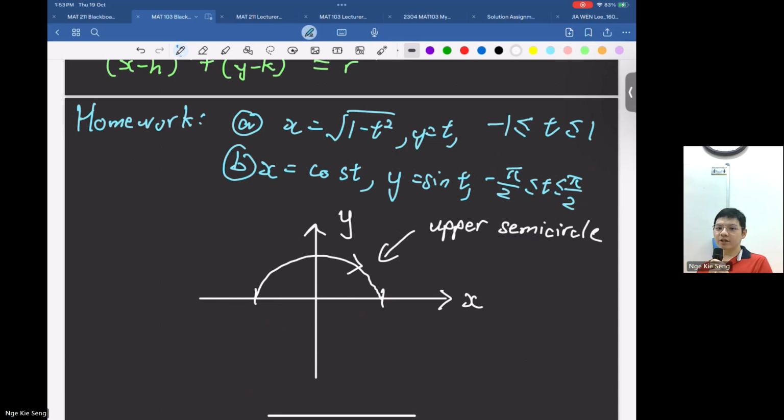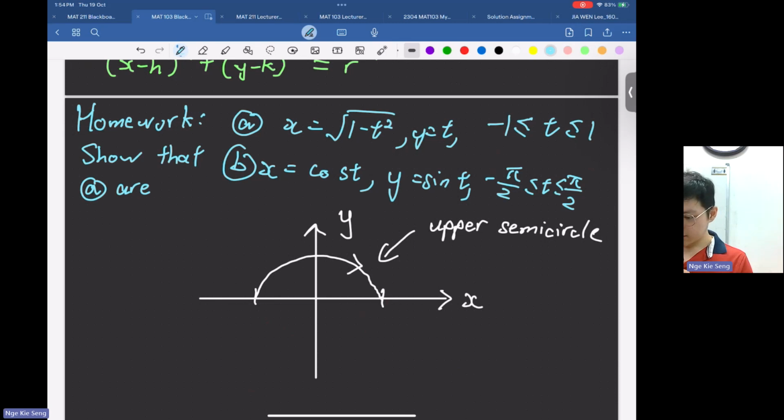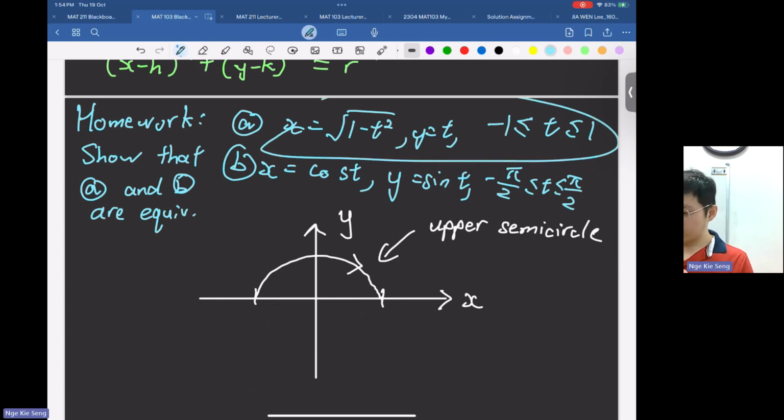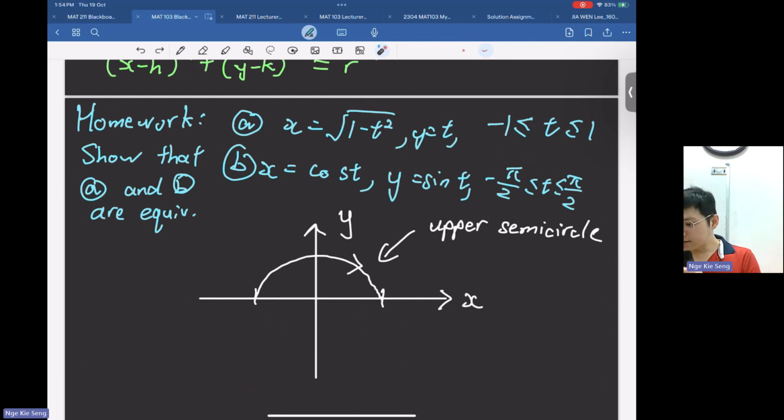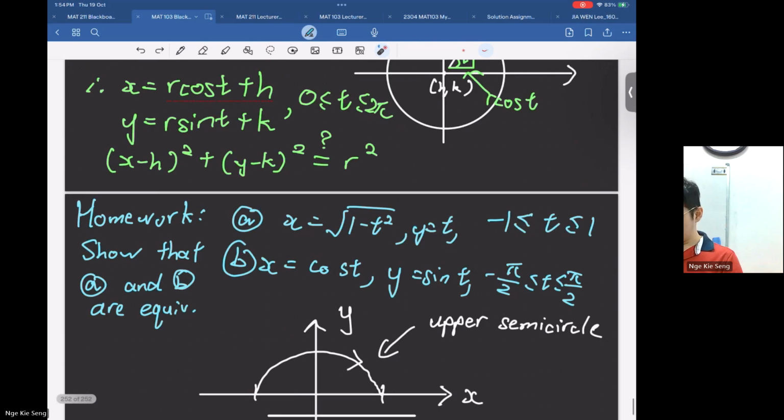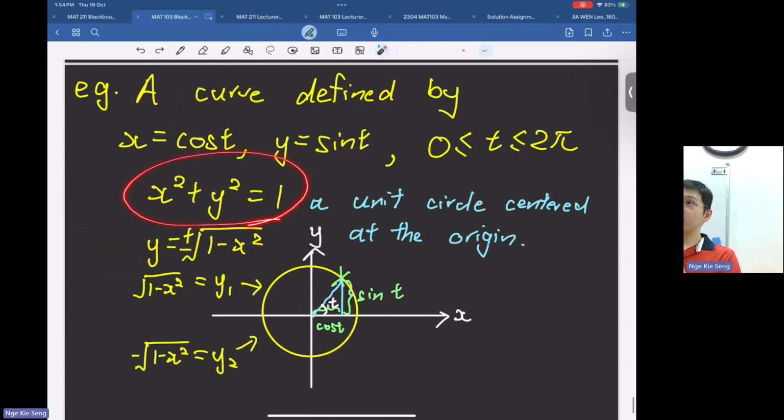Okay. So I want to show that A and B are equivalent. So meaning A should describe the same curve. Can you see why A describes the same curve or not? See, x equals square root of 1 minus t squared. Remember just now what we did? We took a circle equation, we found y in terms of x. Similarly, you can find x in terms of y.